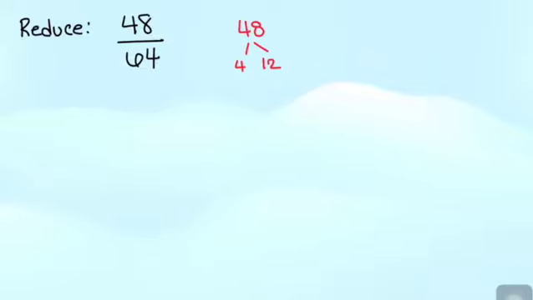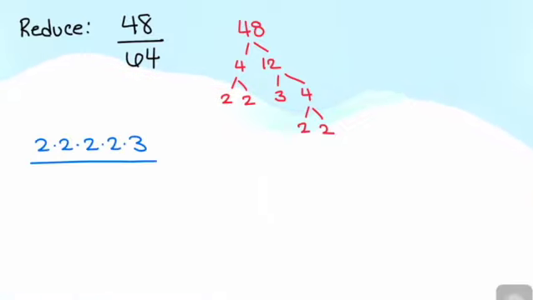One way to do that is to create a list of all of the prime factors of both the numerator, number on top, and the denominator, number on the bottom. So 48 is 4 times 12, and I can break those numbers down more because 4 is 2 times 2, 12 is 3 times 4, and we can go a little bit further. This 4 is 2 times 2. We can do the same thing with 64.